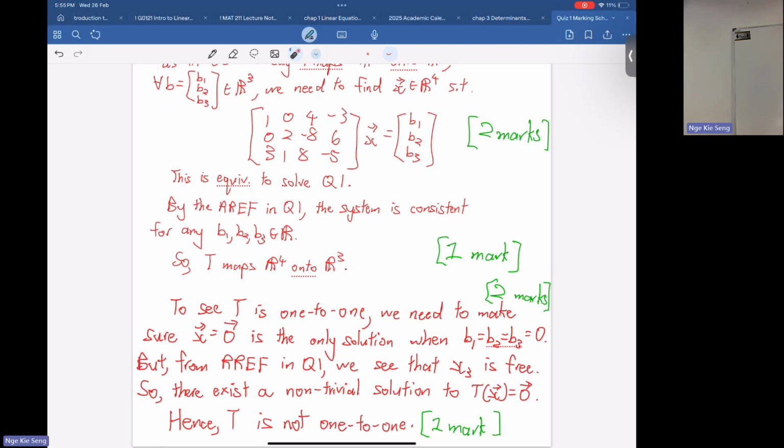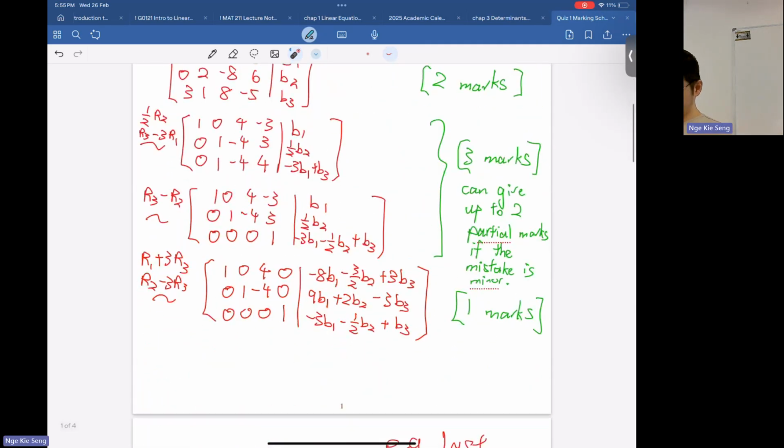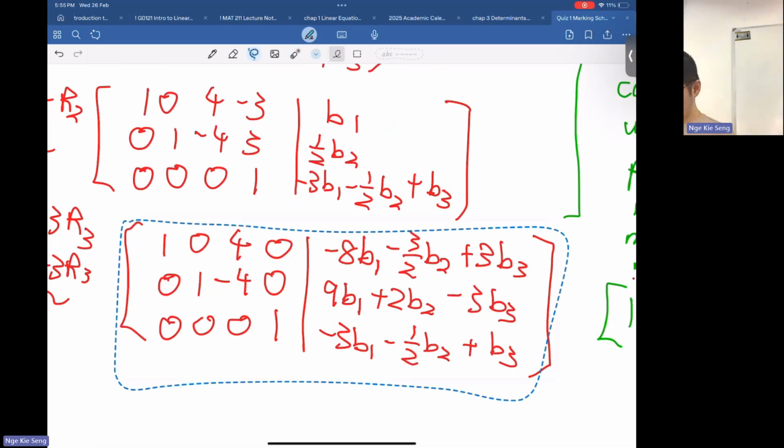But in our case, we have a column that cannot have a pivot, so that is a free variable. What am I talking about? I'm talking about this last part here. So let's move on.